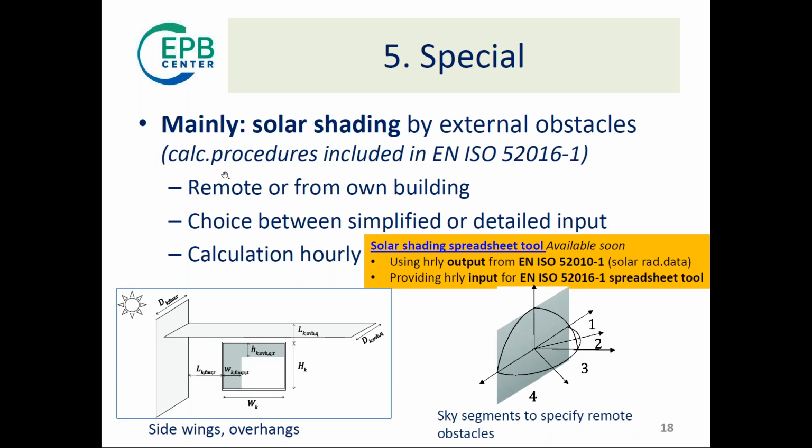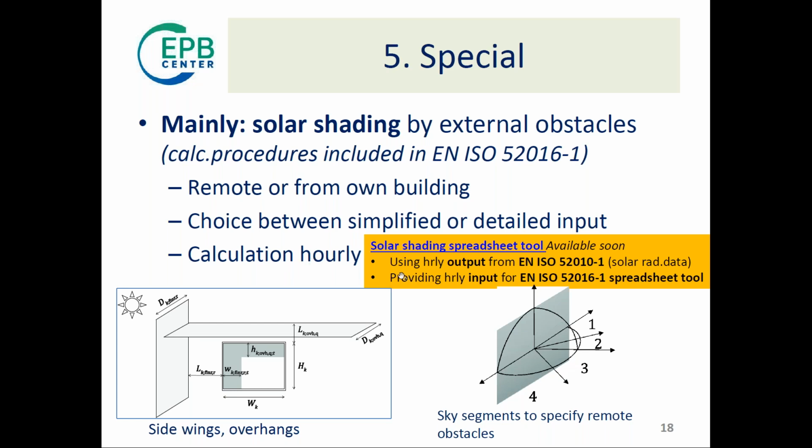And then we have the special components, and I hope you are not disturbed by the noise of a hailstorm, which is just starting here in the Netherlands. So mainly it's about solar shading by external obstacles. This can be remote shadings or from the own building, so side wings or overhangs from your own building. This is covered in the EN ISO 52016. There's a choice between simplified or detailed input. The calculation can be done hourly. And yeah, what about the spreadsheet?